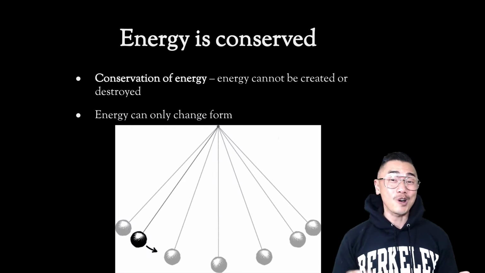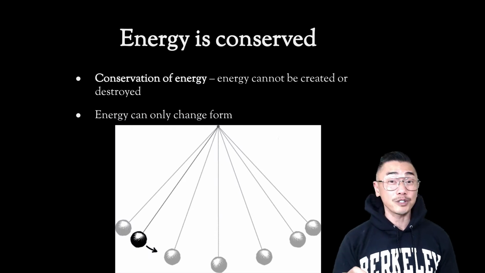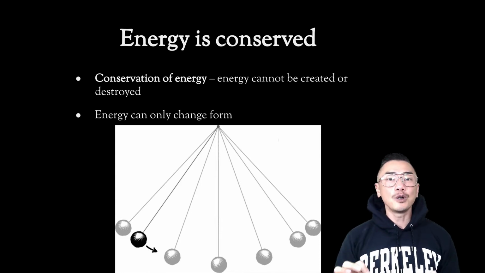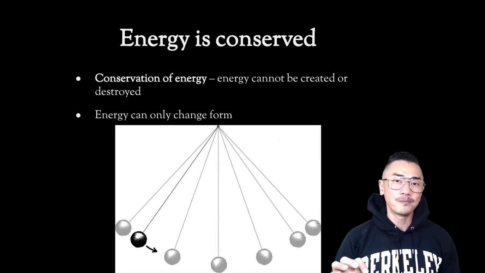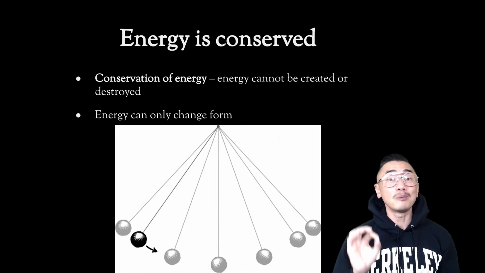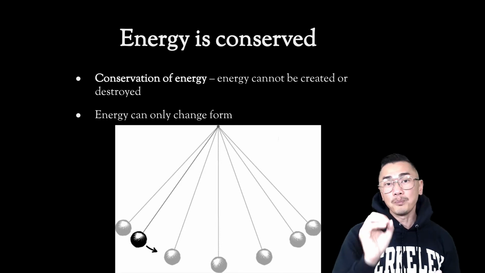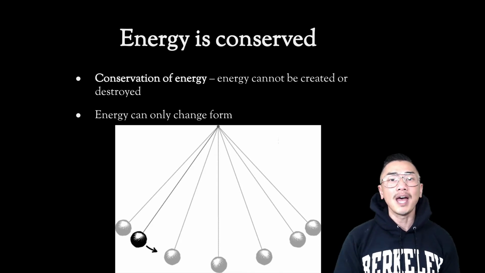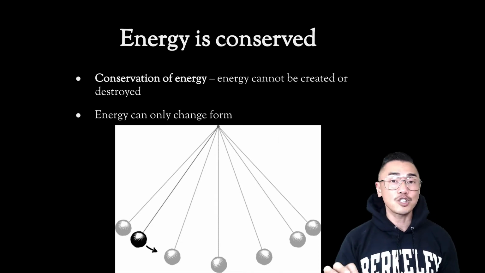As I mentioned before, energy cannot be created or destroyed. It can only change form. This idea is known as the conservation of energy. You can see this happening by observing a pendulum. The ball of a pendulum converts potential to kinetic energy as it moves, stops, and changes direction.